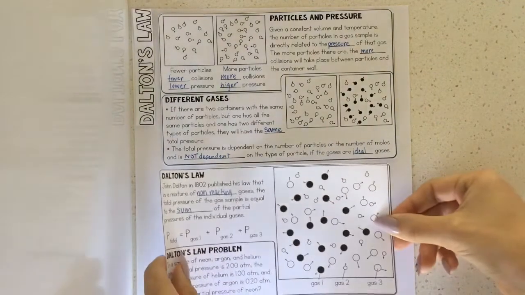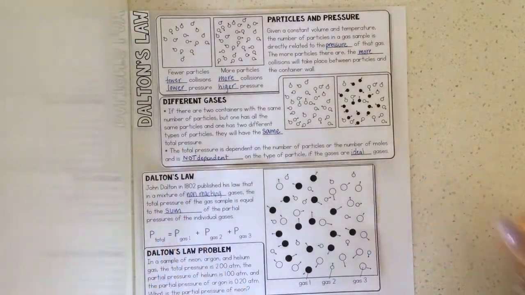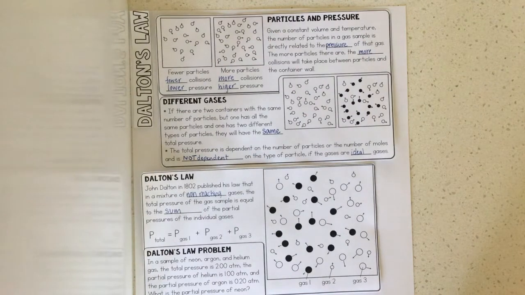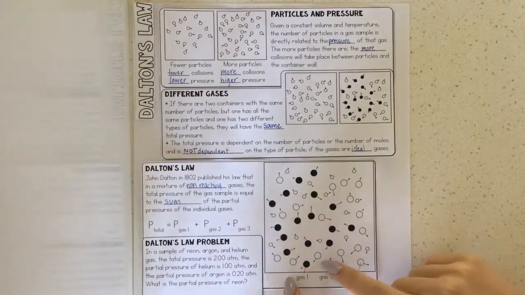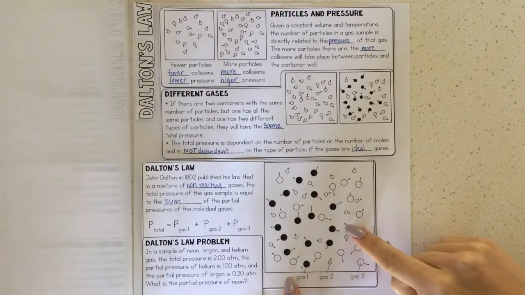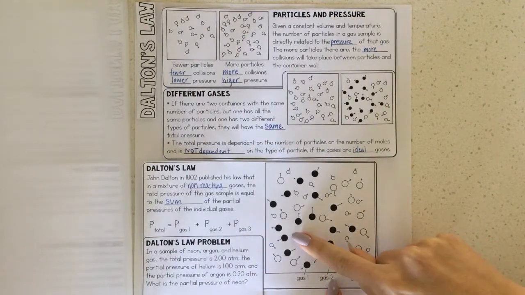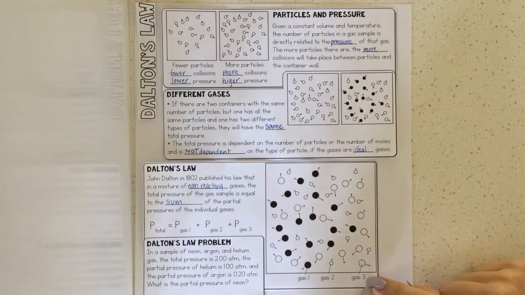This is Dalton's law. John Dalton, in 1802, published his law that in a mixture of non-reacting gases, the total pressure of the sample is equal to the sum of the partial pressures of the individual gases. What that means is the total pressure is the sum of the pressure from gas 1 particles plus the pressure from gas 2 particles plus the pressure of gas 3 particles.